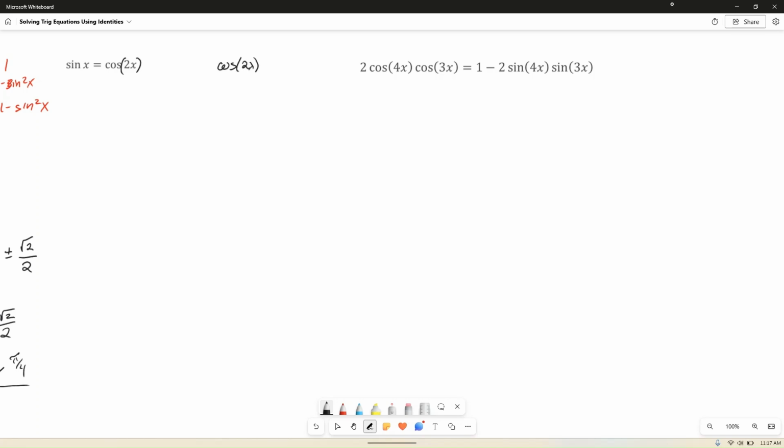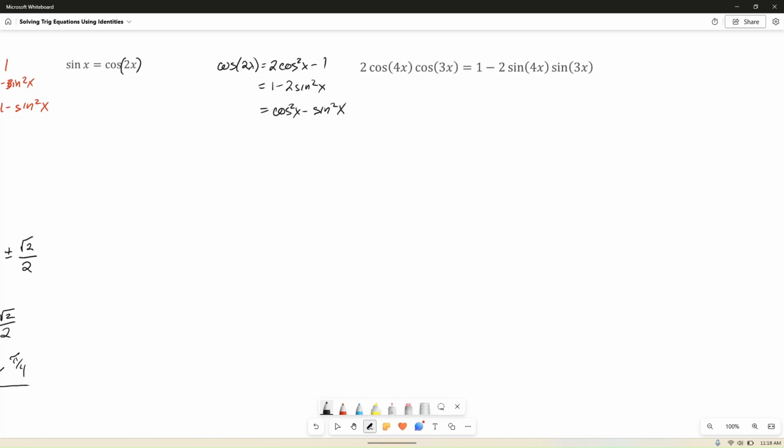Cosine of 2x is equal to 2 cosine squared x minus 1. It's also equal to 1 minus 2 sine squared x, and it's also equal to cosine squared x minus sine squared x, right? So which one do we want to pick? Well, we want to pick the one that will work nicely with sine x.